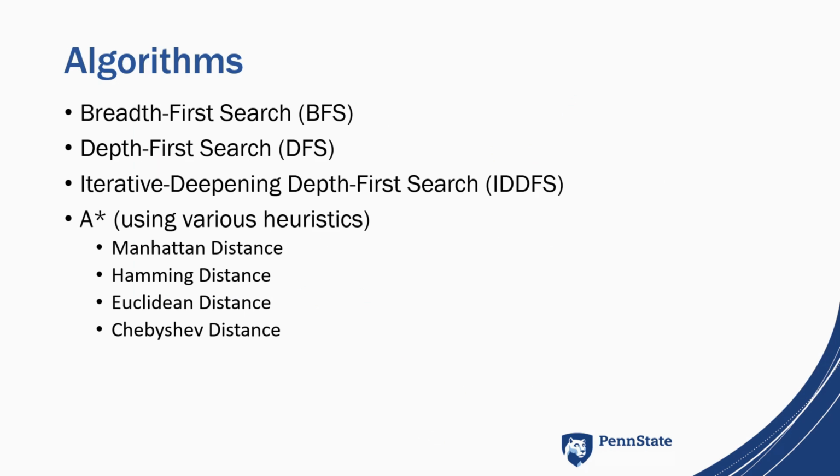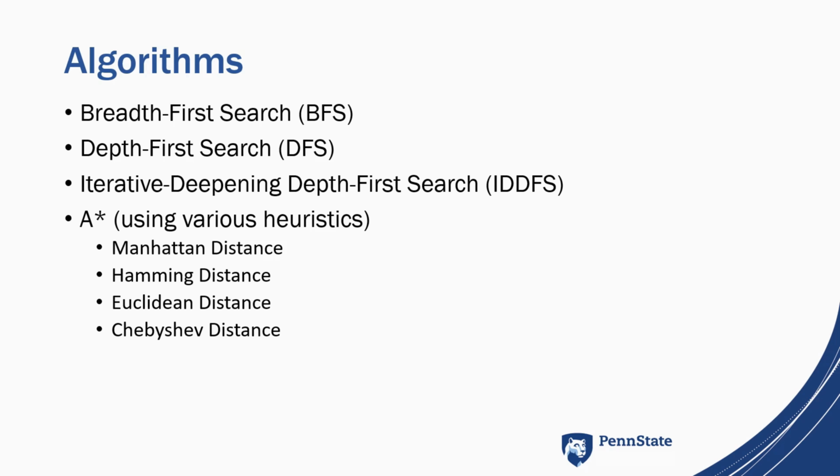Now that you have a clearer picture of how our program works, let's dive into the algorithms we use to solve the n-by-n puzzle problem. First, we have breadth first search, or BFS. BFS explores all possible moves level by level, starting from the initial state and progressing outward. It guarantees finding the shortest path to the solution, but it can be memory intensive because it stores all possible states at each level.